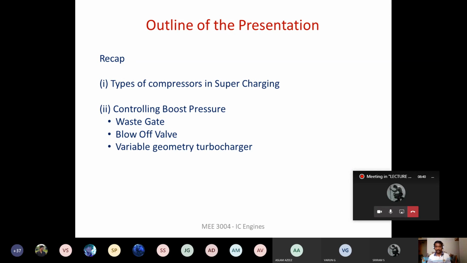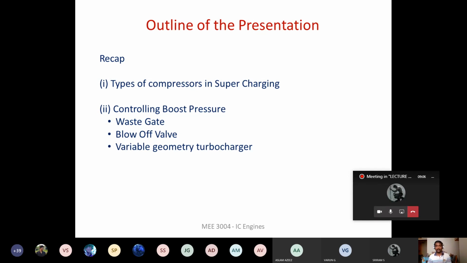The idea of going for supercharging or turbocharging is that with a smaller engine, we want to develop more power. With the smaller size engine, we want to develop more power output. So that is why we are going for this supercharged engine or turbocharged engine. This is achieved by increasing the pressure or by increasing the density of air that is entering.